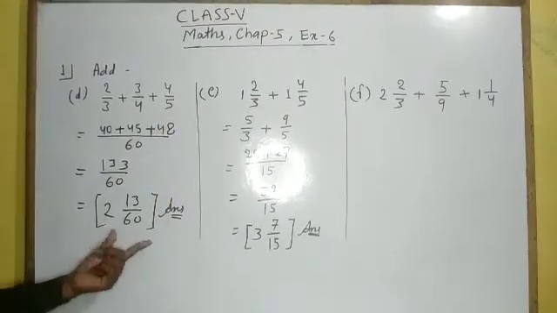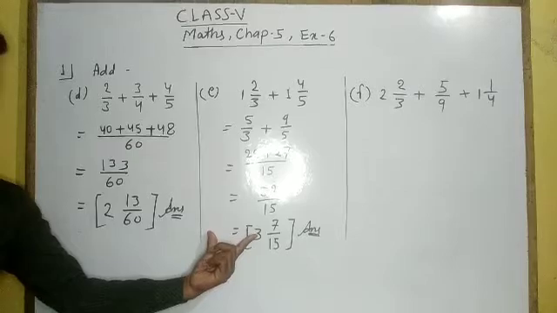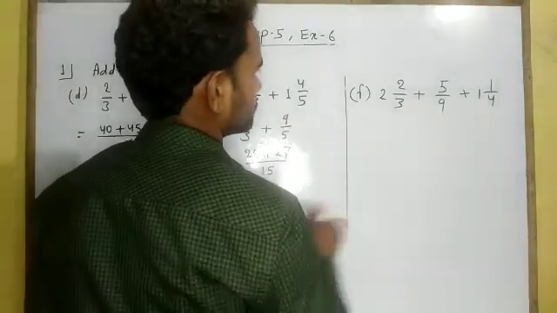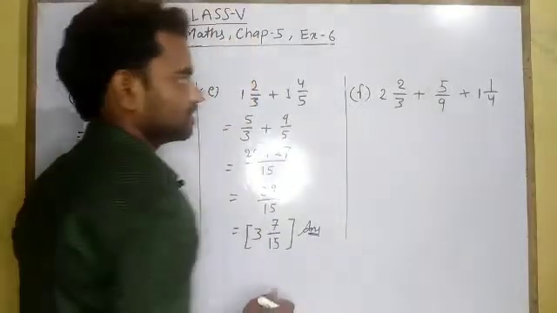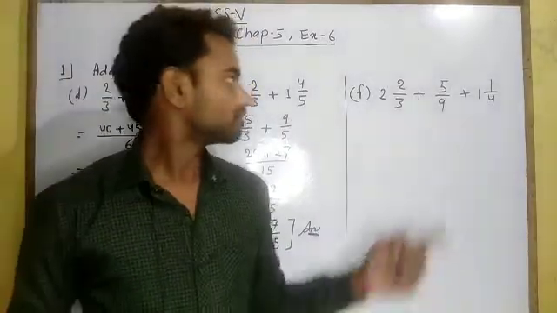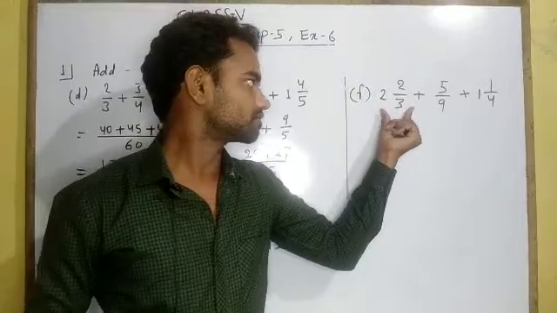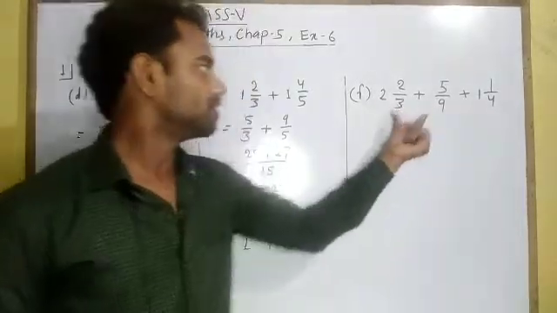Part B, this is the answer. Part E, this is the answer. Now part F, these 3 fractions are given there. We have to simply add them. First of all, our first step is to convert these mixed fractions into improper form.